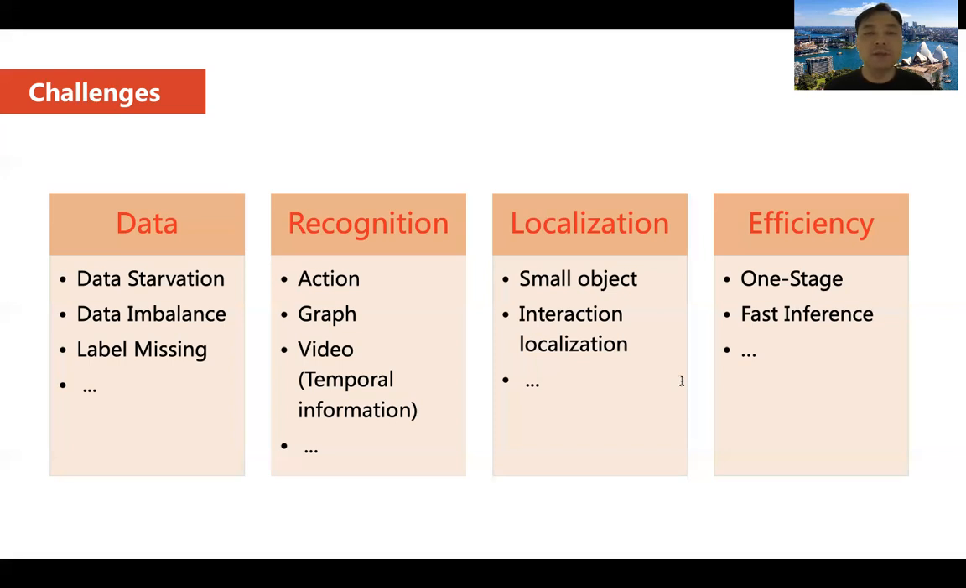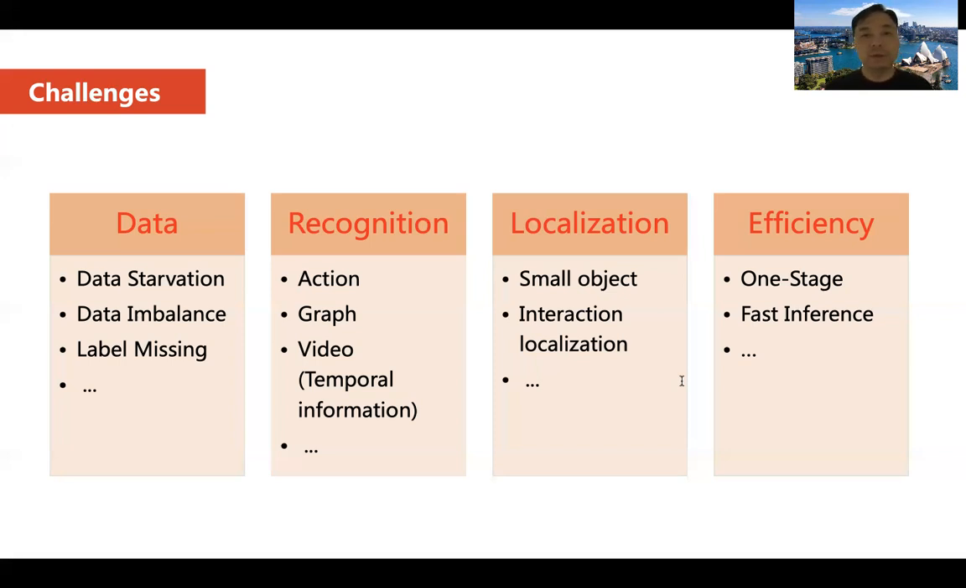Besides, localizing the interaction is challenging. That is, we need to know which objects the person is interacting with. In some cases, such as flying a kite, the person is usually far away from the object. Besides, when there are multiple similar objects, it is also difficult to localize the interaction region.